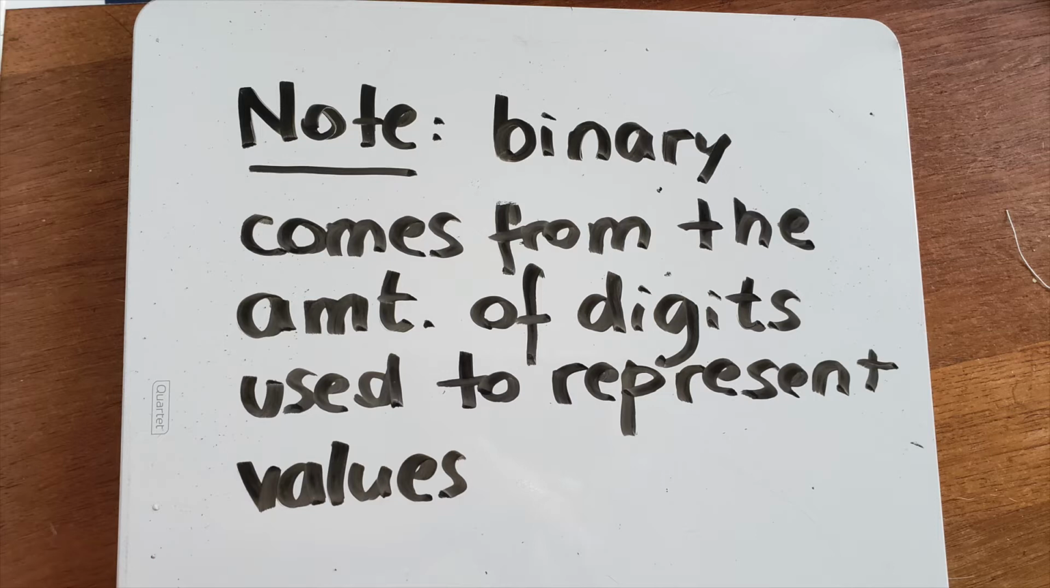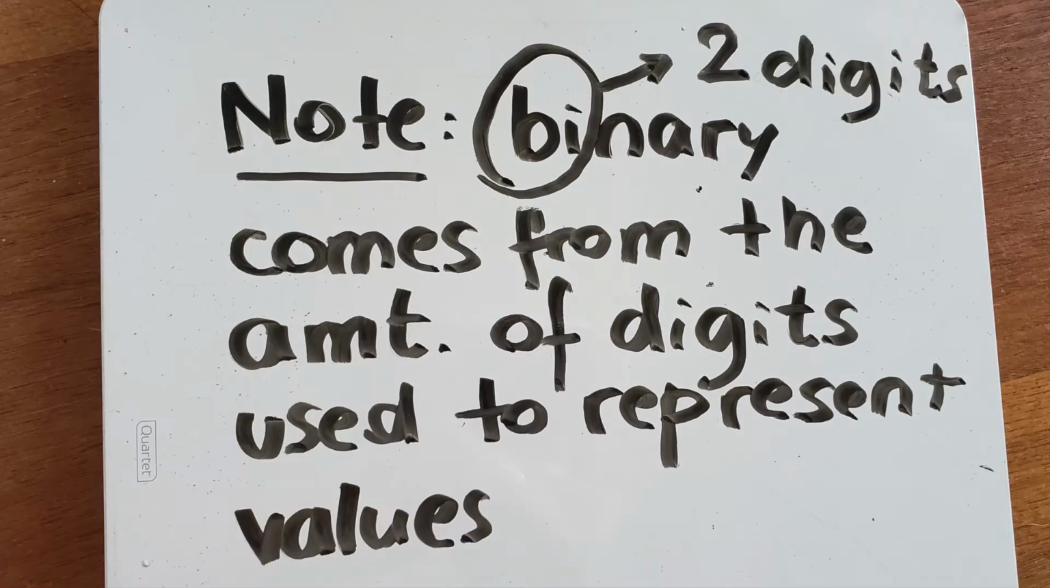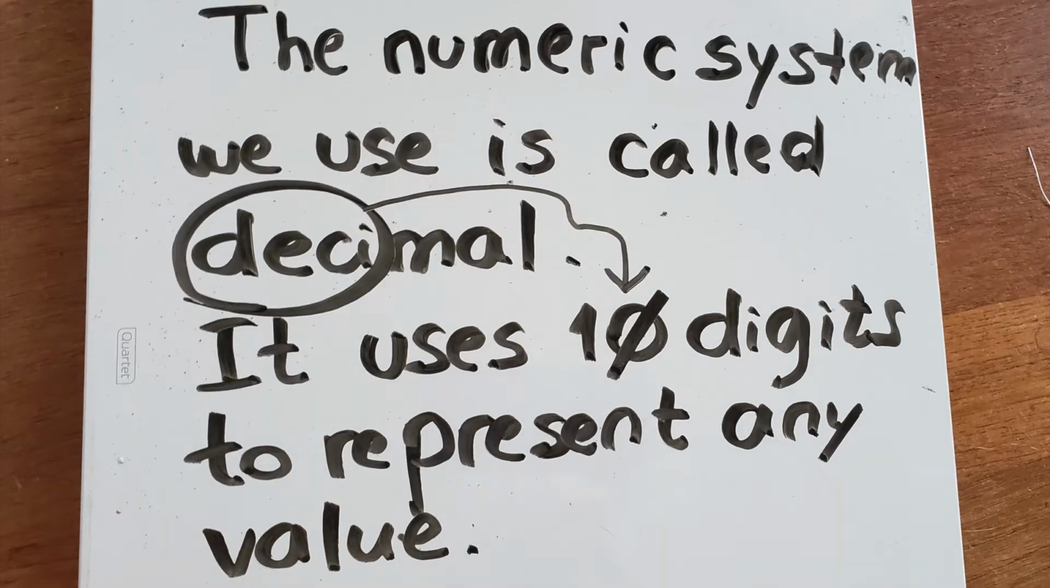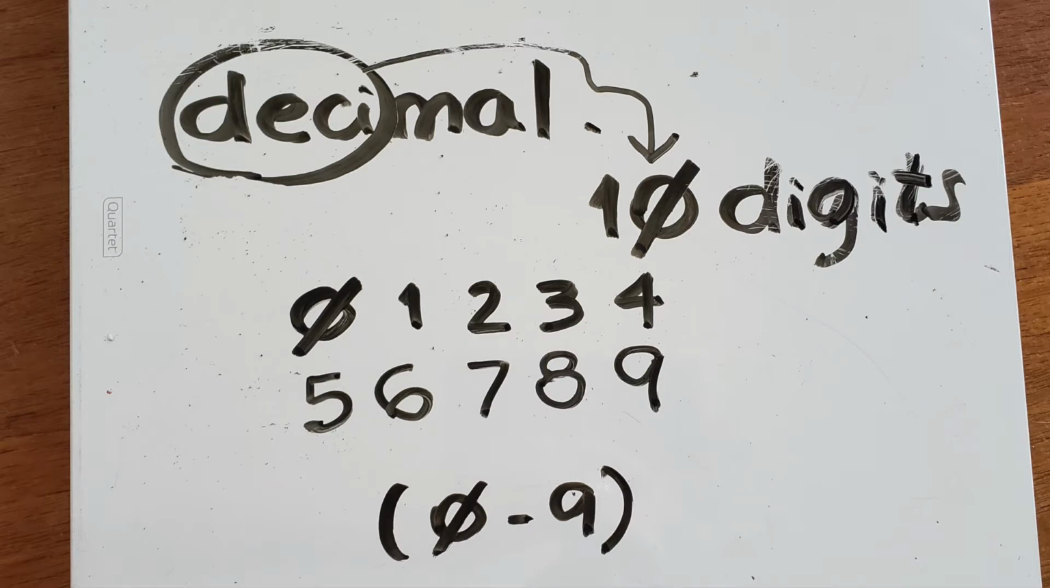The name binary comes from how many digits we're using to represent values, meaning that bi means 2, so we have 2 digits in this numeric system. The numeric system that we normally use is called the decimal numeric system, and it's called decimal because it has 10 digits to represent any value. So namely, we have the digits 0 through 9, and if you count them, that is 10 digits: 0, 1, 2, 3, 4, 5, 6, 7, 8, 9. That represents the 10 digits that we have available to represent any numeric value.